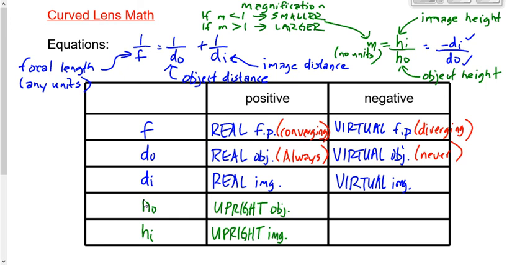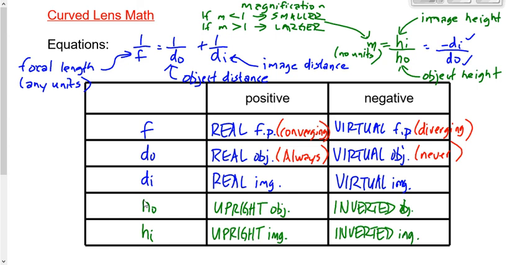Now, when are we going to have a negative HO? If it's an inverted object, which isn't going to be very often, if ever. And when is HI going to be negative? If you have an inverted image. That's going to happen about 33% of the time, because you get a real image, which is inverted, 3 times out of 9 for the ray diagrams.